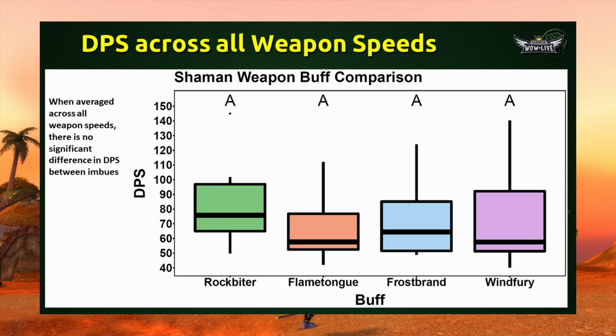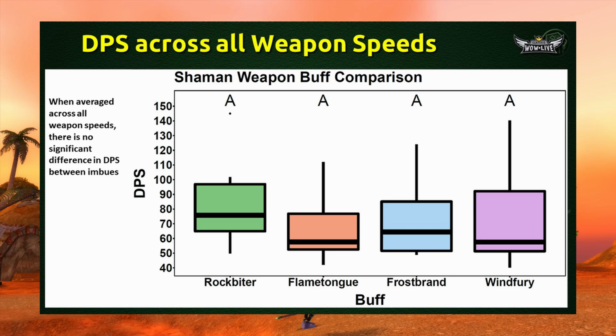So when you do that, there is no significant difference in DPS between imbues. To go over what this is, a box plot. If you don't know how to read a box plot, there is a picture in the previous slide to show you what they are. But essentially, this is the spread of the data, and each color represents one of the imbues. So as you can see, there are 4 A's on top, and what those letters mean is that if a box plot shares a letter with another box plot, they are not different from each other statistically, okay?